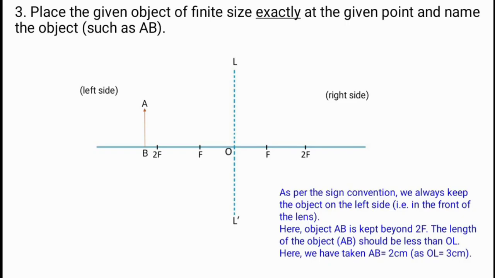In the third step, we place the given object of finite size exactly at the given point and name the object. As per the sign convention, we always keep the object on the left side of the lens, that is, in front of the lens.